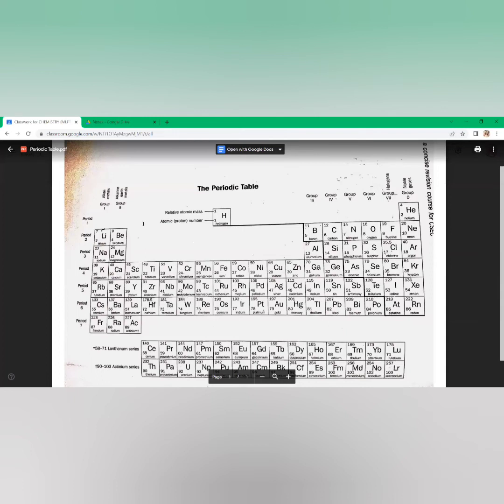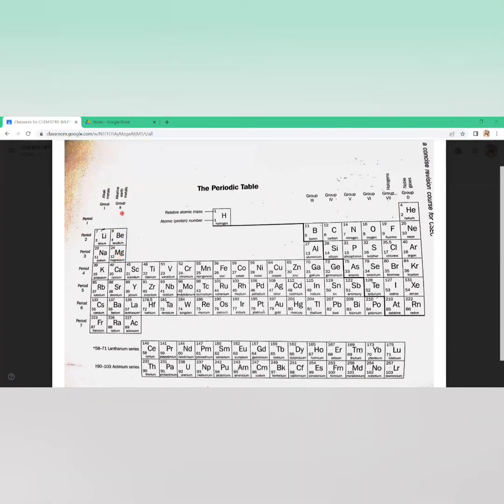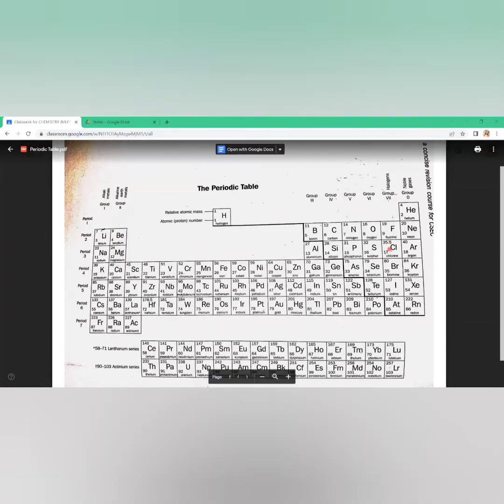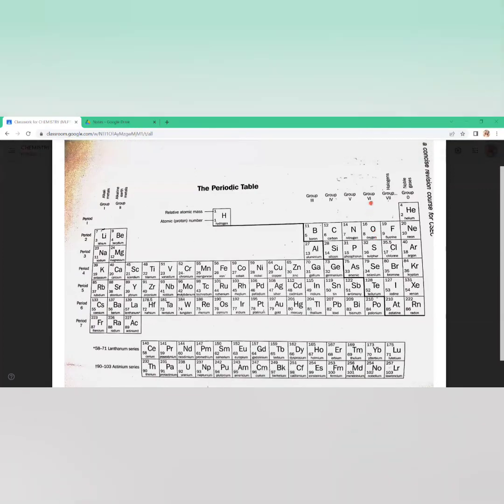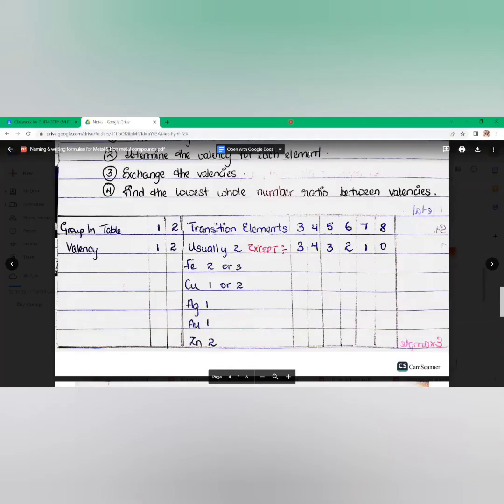So we are back here in the periodic table and we are going to determine which groups they fall into. Magnesium belongs to group 2. Oxygen belongs to group 6. Magnesium is group 2, I'm saying it again. Oxygen is group 6. So we're going to go on to the valency table now and see what valencies correspond to these groups.